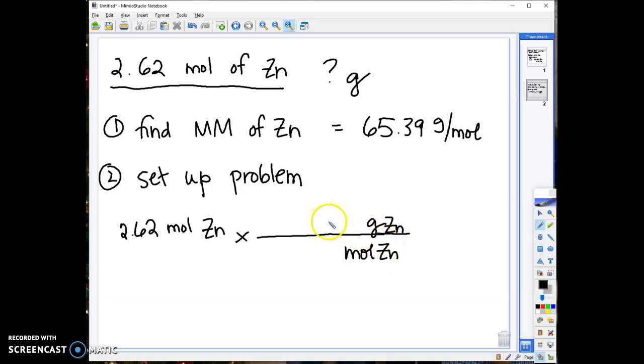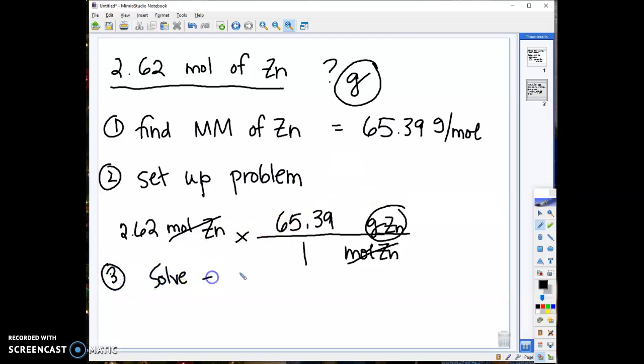This is where my molar mass is going to go. I've decided that my molar mass is 65.39 grams per mole. So I'm going to say 65.39 here on the top. And that's the amount in 1 mole, because that's my molar mass. So now I can cancel out moles of zinc. And I'm left with grams of zinc, which is what I'm solving for. Now I solve.